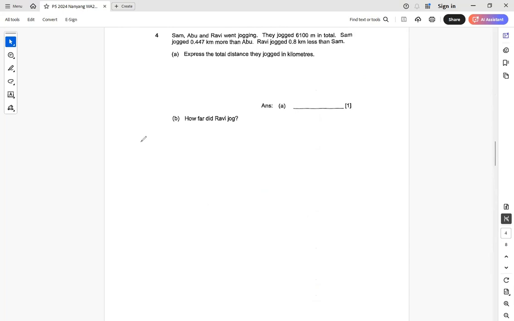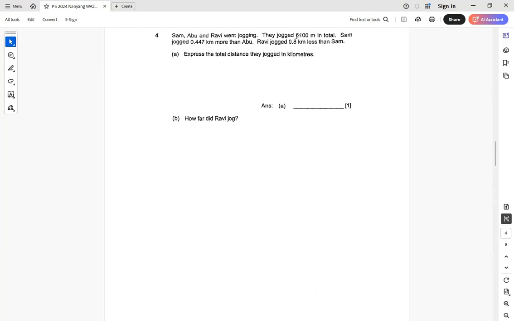Okay, question 4. Sam, Abu, and Ravi went jogging. They jogged 6,100 meters in total. Sam jogged 0.447 km more than Abu. Ravi jogged 0.8 km less than Sam. Okay, so part A, express the total distance they jogged in kilometers.